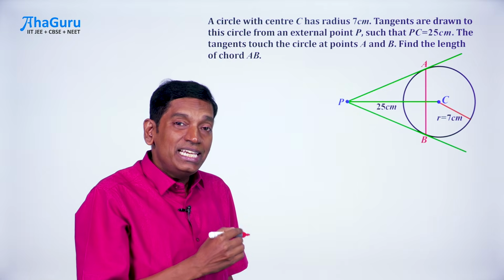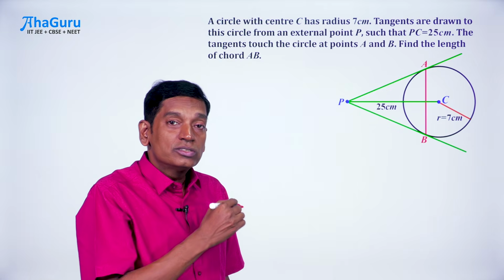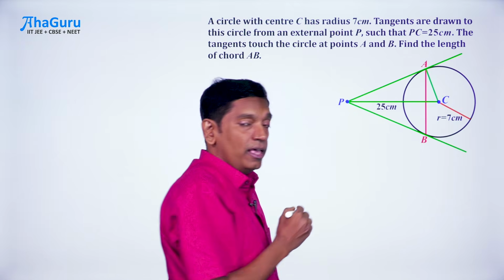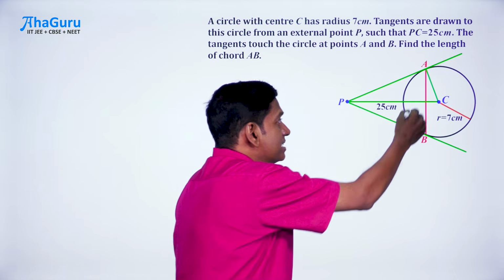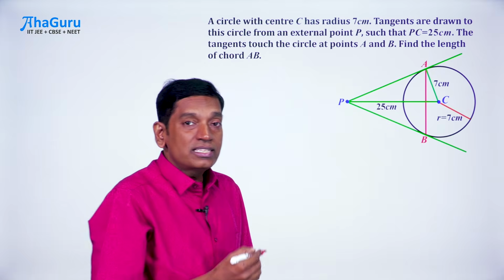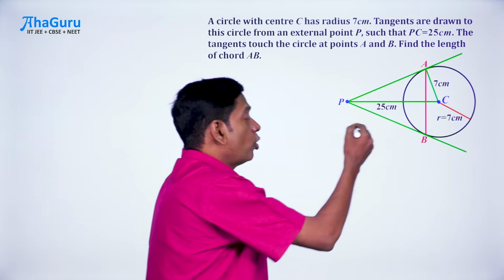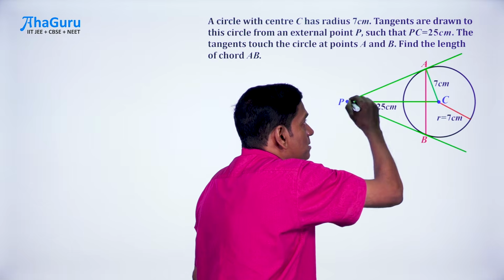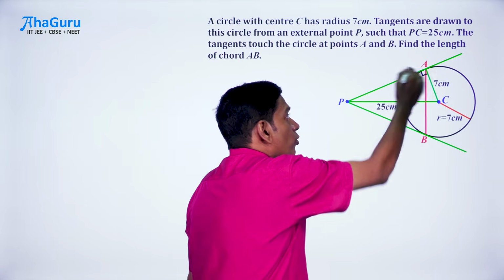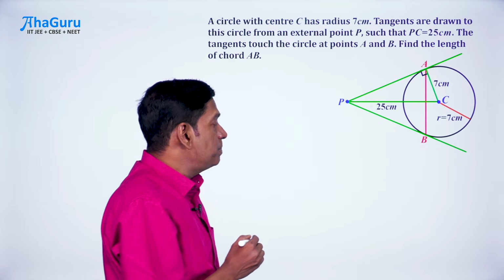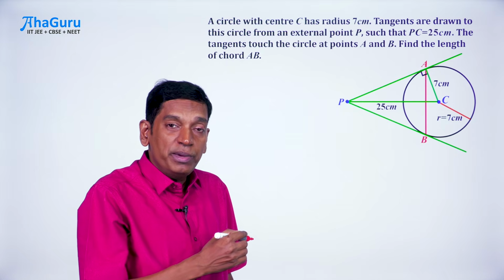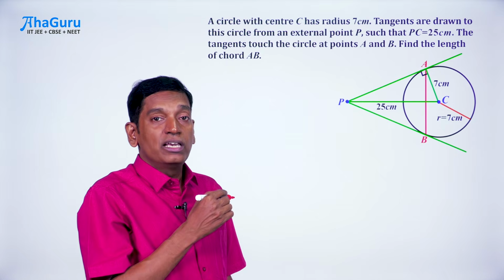Now we need some construction to solve this question. The first one is to simply join CA. And we can recognize that CA is also radius, therefore that is also 7 cm. Now we also know that the radius is perpendicular to the tangent at the point of contact, therefore this angle CAP is 90 degrees. Now we have some information to proceed with solving the question.